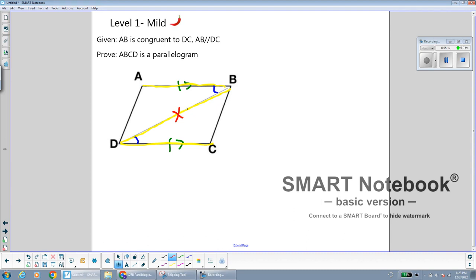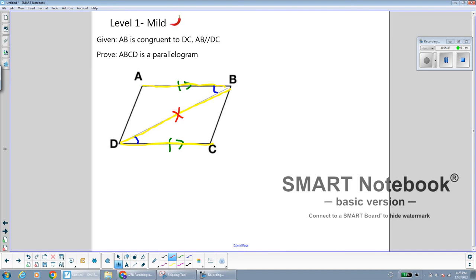BD is congruent to itself by the reflexive property. So now I know that these two triangles making up this quadrilateral, triangles ADB and CDB, are congruent, and they are congruent by side, angle, side.